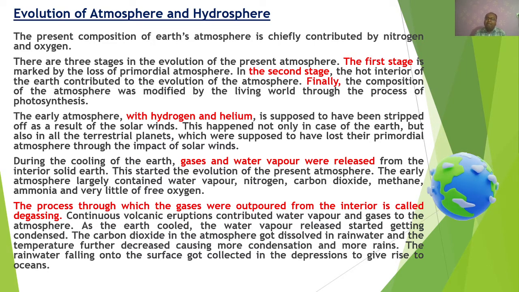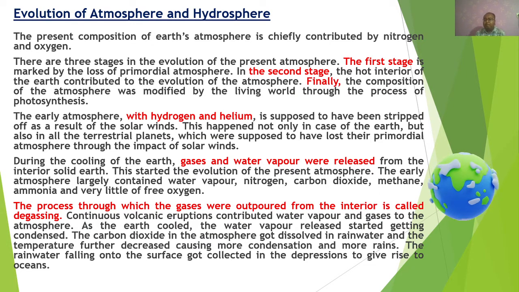So a lot of chemical processes started taking place at the initial stage, and slowly, unicellular organisms formed. With the formation of unicellular organisms, particularly plankton type organisms, they started contributing oxygen to the atmosphere. The early atmosphere with hydrogen and helium is supposed to have been stripped off as a result of solar wind. This happened not only in the case of the Earth but also in other terrestrial planets, which were supposed to have lost their primordial atmosphere through the impact of solar wind.